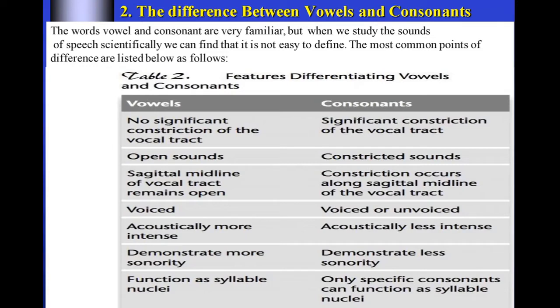Vowels acoustically are more intense; that is, we push more air through the vocal tract to produce the vowel. Consonants acoustically are less intense; that is, we need less air in the production of consonants. Vowels demonstrate more sonority, that is, deep sound in the vocal tract. In consonants, we have less sonority, because most of them are voiceless. Vowels function as syllable nuclei; that is, they are the core of the syllable. Without a vowel, we cannot find a separate syllable. Consonants are optional in a syllable. We can find a consonant in a syllable or not. And only specific consonants can function as syllable nuclei, only in specific cases, like in syllabic consonants.